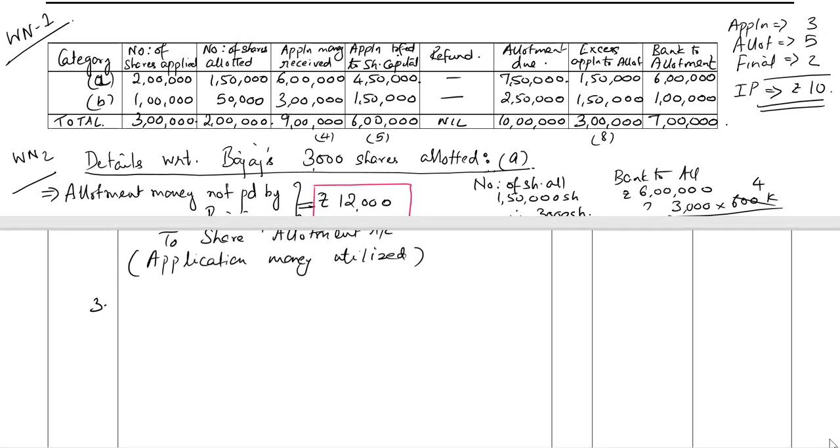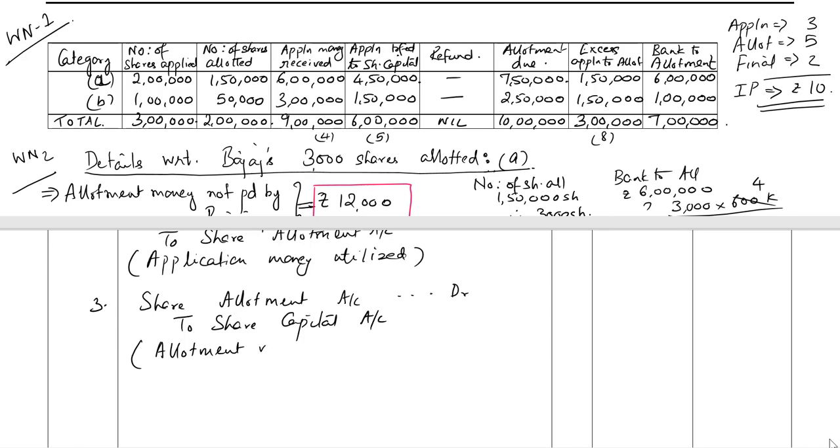The third entry, we'll make the allotment money due: share allotment account debit, to share capital account, for allotment money due. The amount of allotment money due is the total of the seventh column, 10 lakh rupees.